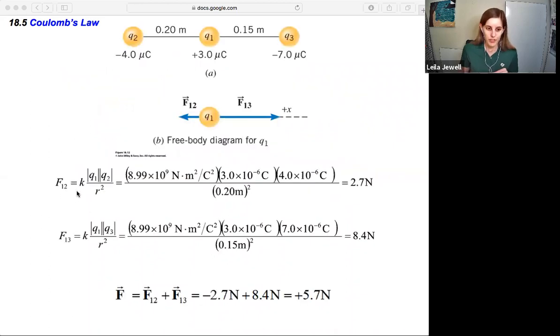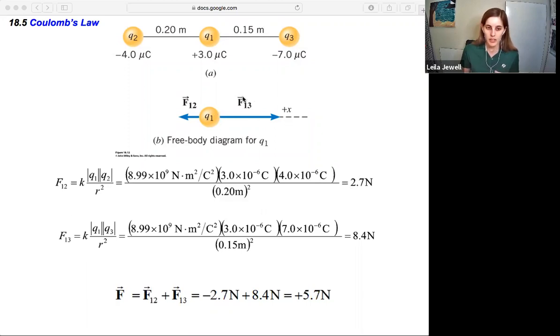All right, so F12, we have k Q1 Q2 over r squared. So k, remember, is that constant, times Q1's 3.0 times 10 to the negative 6 coulombs. Q2, the magnitude is just 4 times 10 to the minus 6 coulombs, right? The negative sign disappears because we're taking the absolute value, divided by the distance between them, 0.2 meters squared. And that comes out very conveniently to 2.7 newtons. Very simple number.